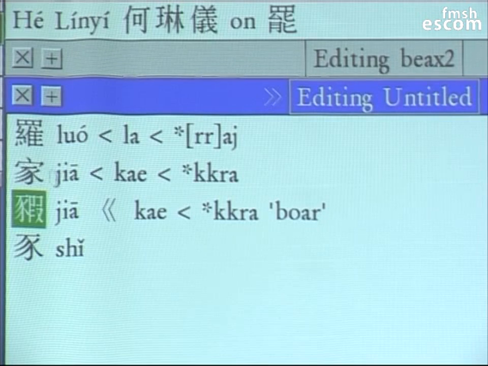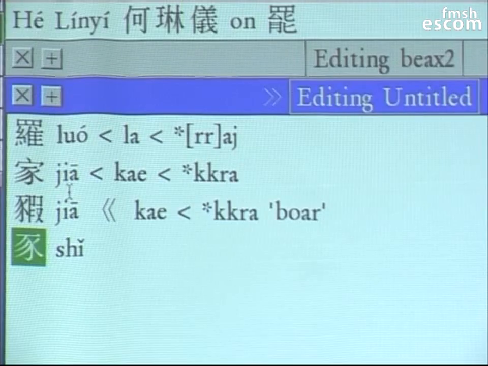So probably the pig in here is a phonetic, but again, we have to assume that the phonetic element could be used with at least two different values, the same graph. So in one case, we've got the two words for net, wang and luo. Another case, we've got the two words huo for fire and yan for flame. And in this case, we've got shi and jia, both words for pig, and this character as a phonetic could be read either way. So this is probably just a phonetic compound.